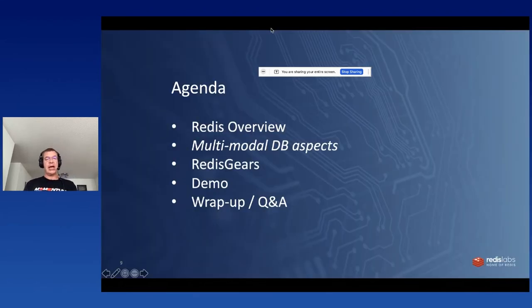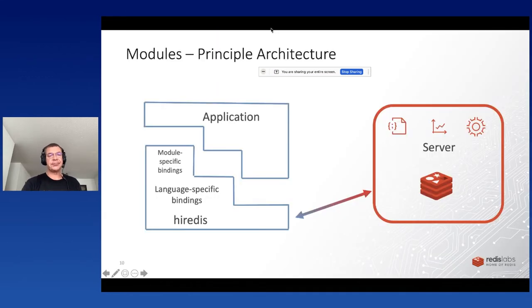So with that, actually, we are already entering the multi-modal database aspects. So how are the modules architected in principle? You have the server side, as I kind of already explained, where you would have the different modules loaded into your database, like Redis JSON, Redis timeseries, and Redis gears. And then on the client side, you would have a tiered or layered approach to application functionality that an application can use in order to avail of the functionality contained on the server side.